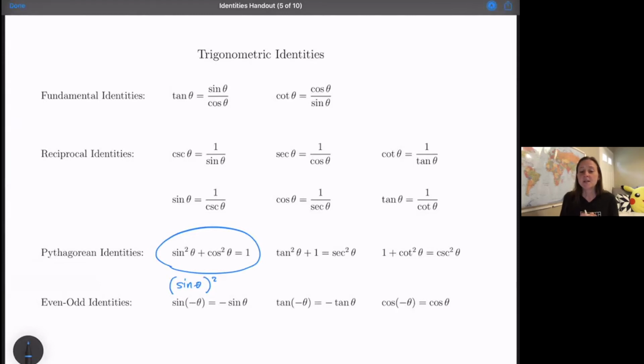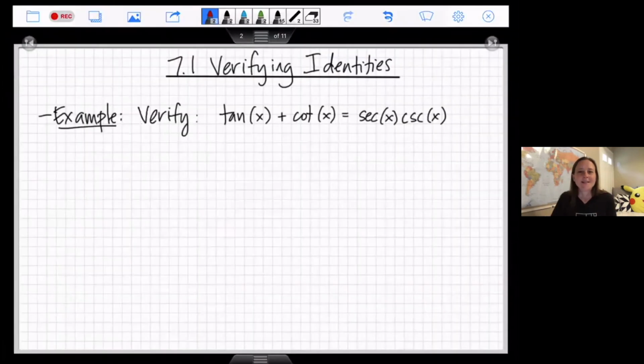It turns out there's a Pythagorean identity, tangent squared plus 1 equals secant squared, 1 plus cotangent squared equals cosecant squared. We've got all different kinds of identities. These are just a small pile of them that might be useful. Okay, so we want to have this handout on hand as we go into section 7.1, where we're going to learn some other identities and we're going to prove that those are true by using these ones that we already know.